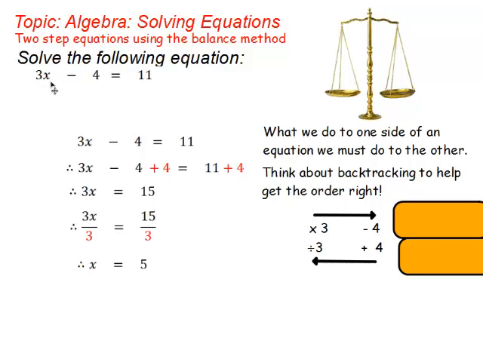Let's check it. 3 times 5, 15. Correct? Take 4 is 11. We know we're right.